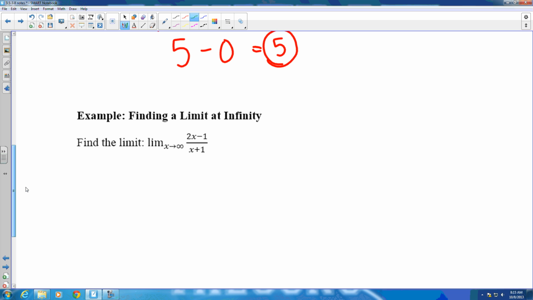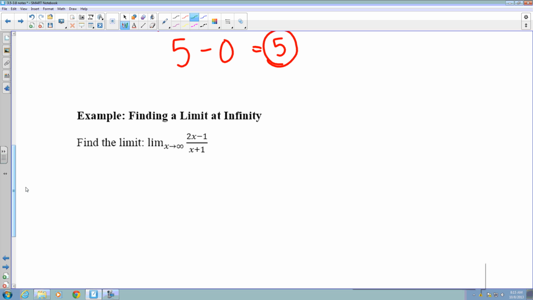Okay, now we have the limit as x approaches infinity of 2x minus 1 over x plus 1. If we plugged in infinity, virtually plugging in infinity at each of these, the limit of the top as we go to infinity is infinity, and the limit as we approach infinity of the bottom is also infinity. So it's not going to work to just plug it in or do anything we just did up above because it doesn't match that pattern.